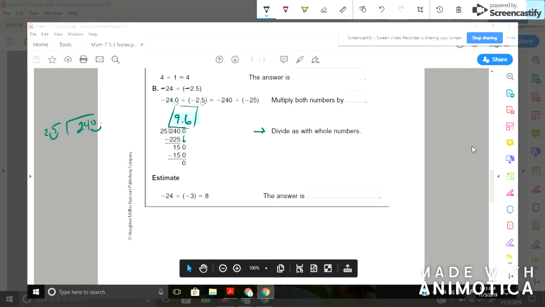If I were to estimate, let's check and see if that's reasonable. Estimate this to 24. Estimate this to 3. 24 divided by 3 gives me 8. We were pretty close to that, yes? So the answer is reasonable.